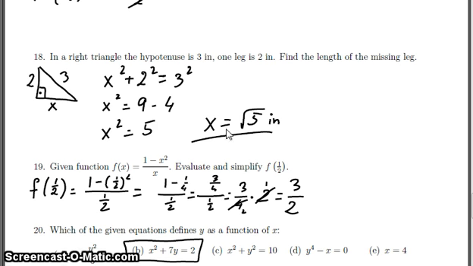So you get x equals the square root of 5. You accept only the positive answer. You should put plus or minus, but you accept only the positive answer since x represents the length of the side. So the length of the side is square root of 5 inches.